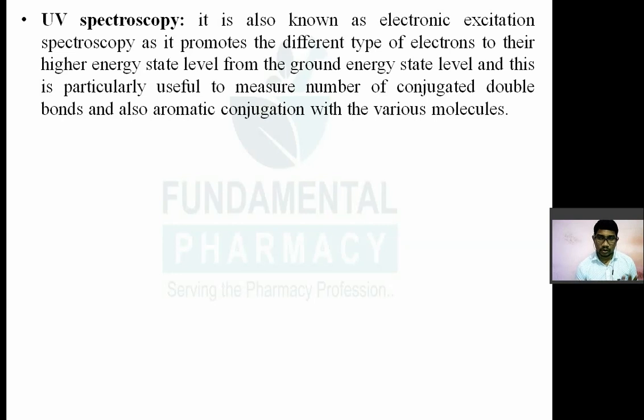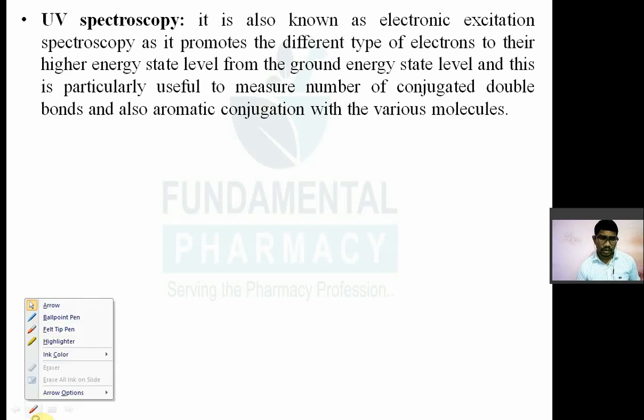Normally while speaking we say 200 to 400, but actually in the UV spectrophotometer, it scans the sample from 400 to 200 nanometer. It scans in the reverse direction. Normally we can say that the spectrum ranges from 200 to 400 nanometer, but actually it is 400 to 200, it is reversed. Now what is UV? It is also known as electronic excitation spectroscopy. Remember the name, electronic excitation spectroscopy.